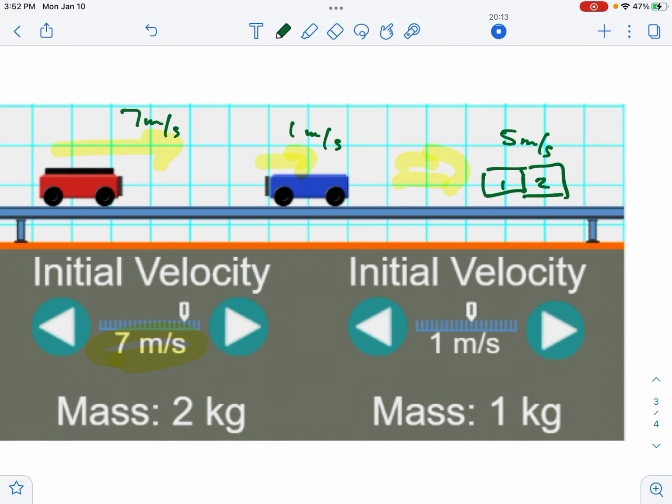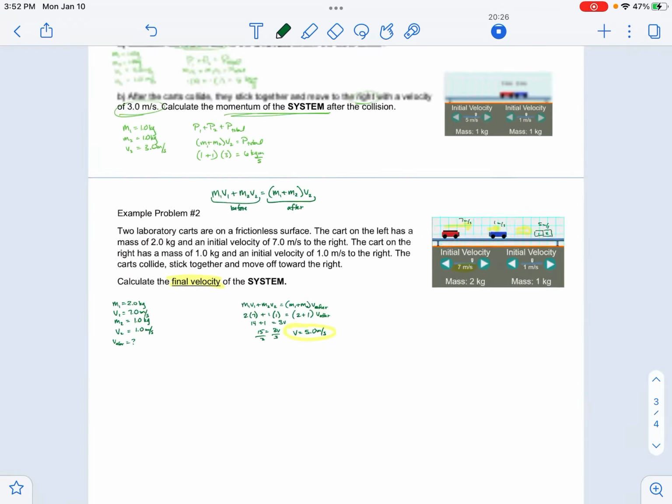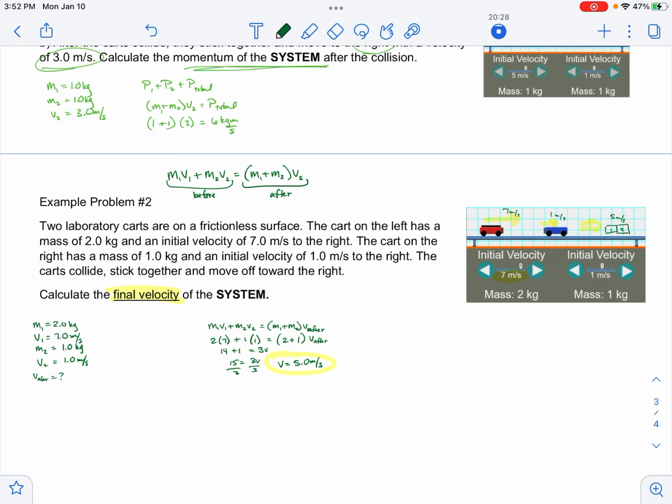Why are they moving slower? Because the mass got bigger, right? It's not 1 and 2 anymore. Now it's 3. So their overall momentum is the same, but the mass is bigger, my bad, so the velocity is smaller.